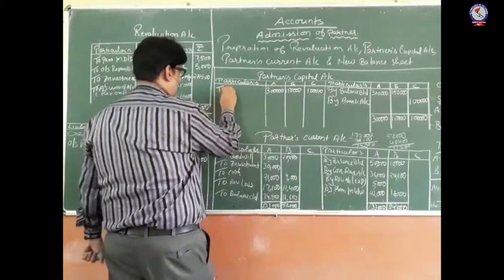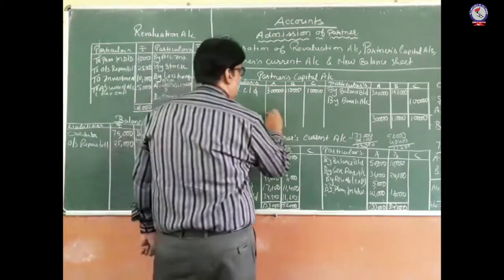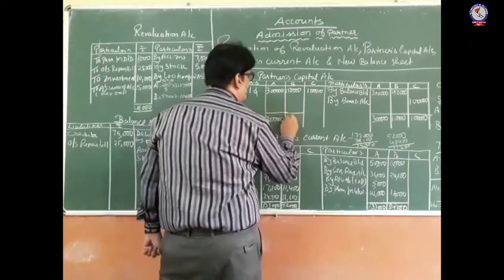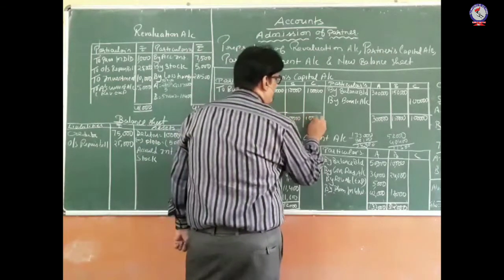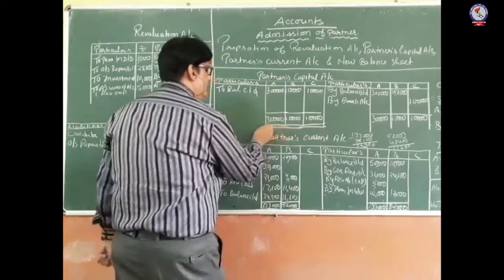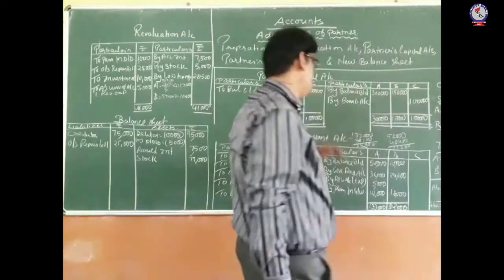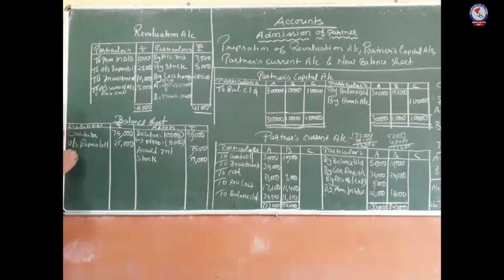To balance sheet, and the account closes 3 lakh, 1,50,000 and 1 lakh respectively. Okay, so this is the closure of this account, that is the capital account. Now the balances of the capital will be transferred to the liability side of the balance sheet.